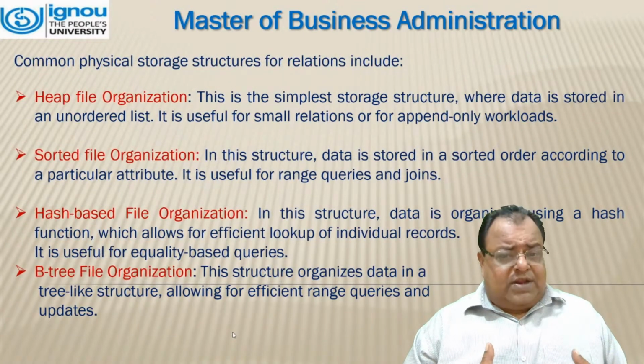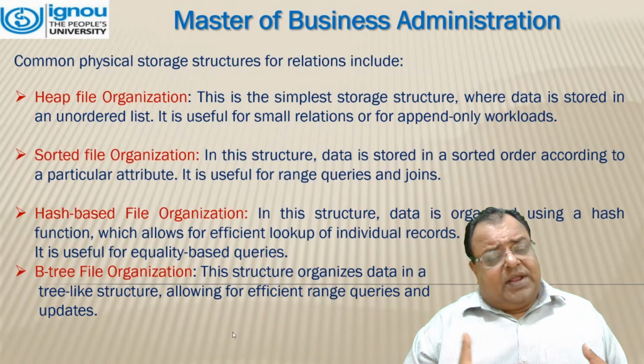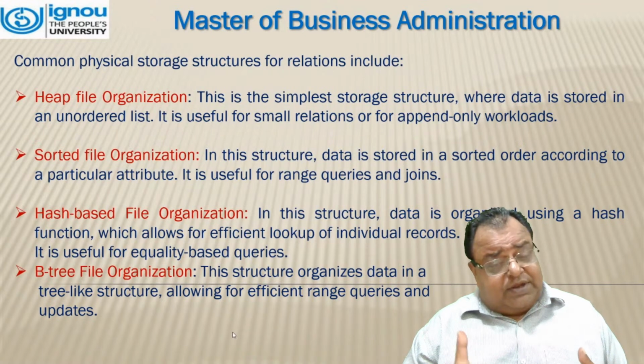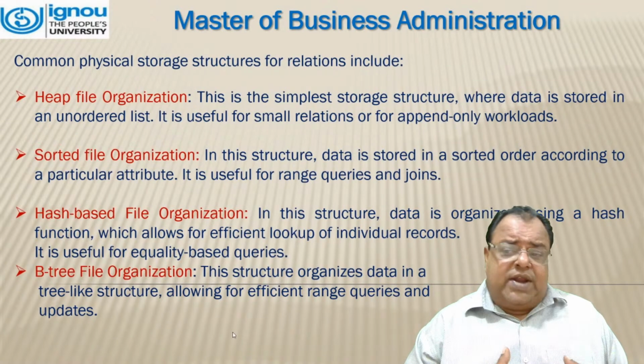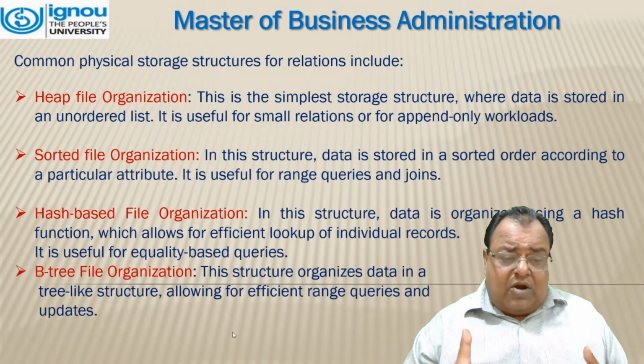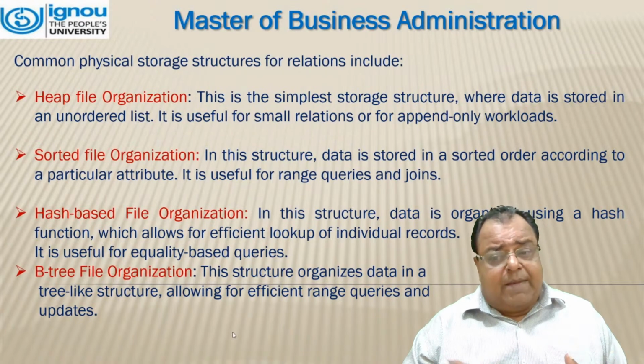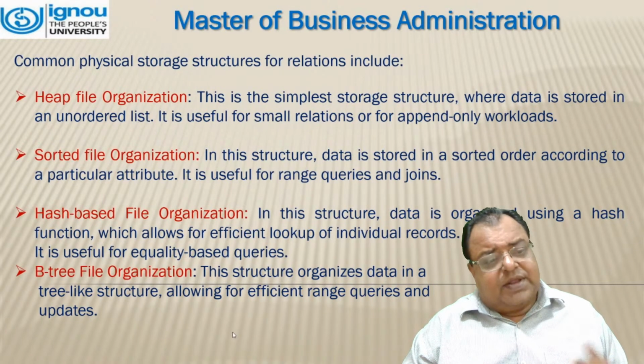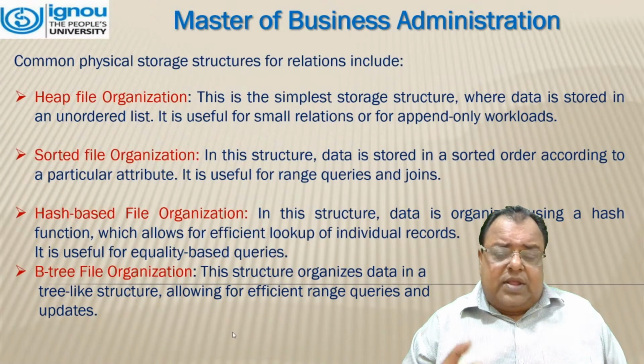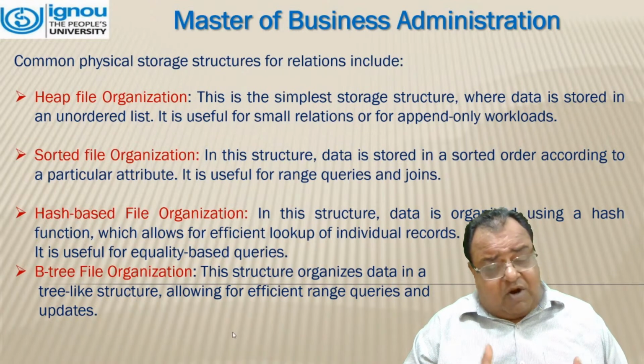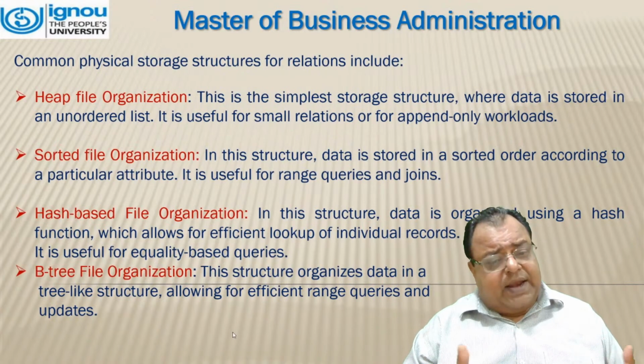Common physical storage structures for relations include heap file organization. This is the simplest storage structure where data is stored in an unordered list. It is useful for small relations or for append-only workloads. The second one is sorted file organization. Here, the data is stored in a sorted order according to a particular attribute, that is the requirement, and it is useful for range queries and joins.